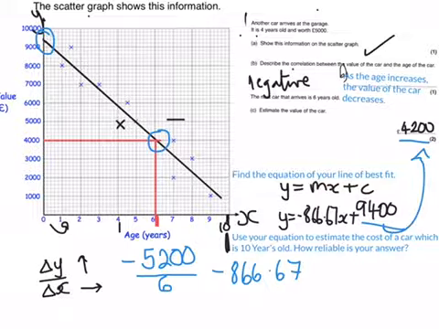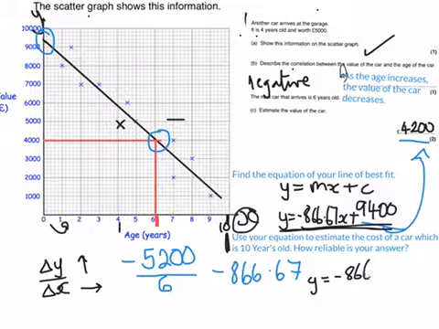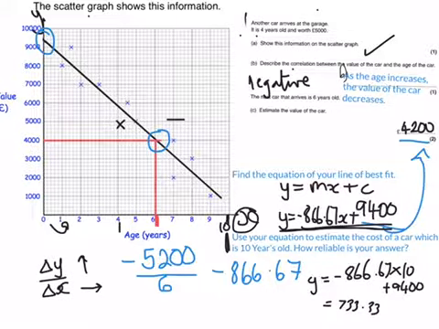So I have 10 as the value of x, so I'm going to replace x in my equation with the number 10. So I'd have y equals negative 866.67 times 10 plus 9,400, and that would give me £733.33, which is pretty similar to what we'd get if we extended the line, and not a great value for a car to be sold for after 10 years.